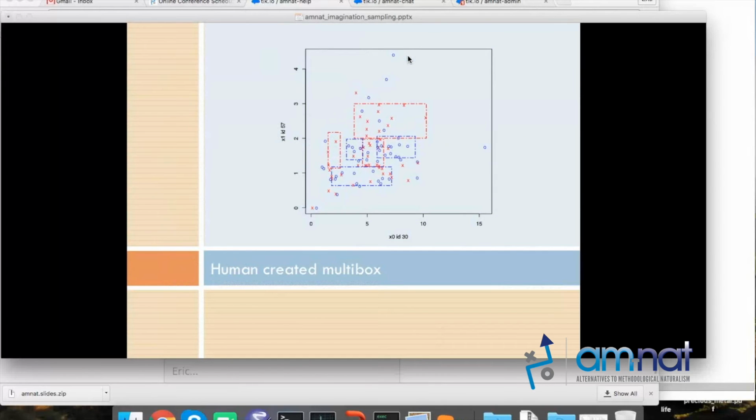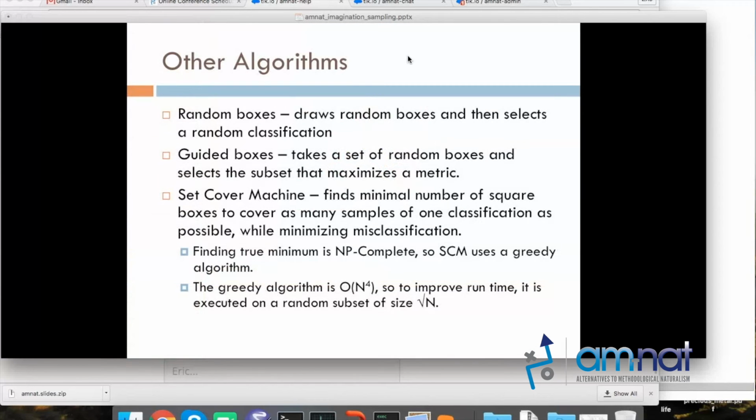So here's an example of the kind of boxes I would draw on the data. You can see I try and surround mostly red X's with red boxes and mostly blue with blue boxes. Pretty simple approach. And then here are the 3 other algorithmic approaches I compared myself to. The first 2 are pretty bad. The first just draws random boxes and selects random classifications. The second takes that set of random boxes and picks a subset that maximizes a metric that's supposed to improve accuracy. And then the third is an algorithm from literature called the set cover machine. And it tries to find the minimum number of square boxes that cover as many samples of one particular classification as possible while minimizing misclassification.